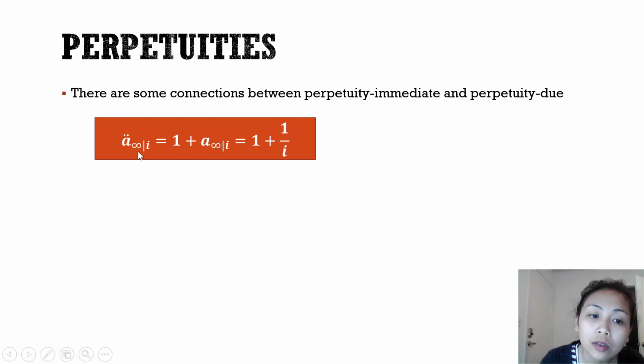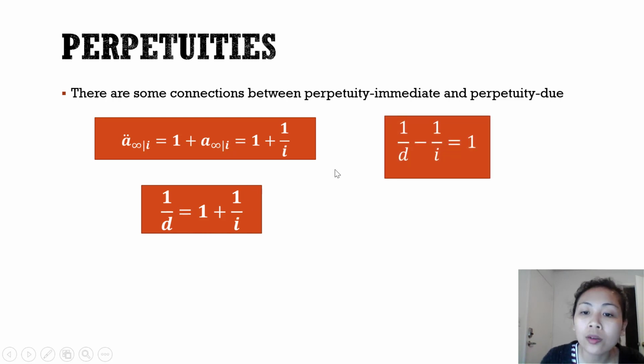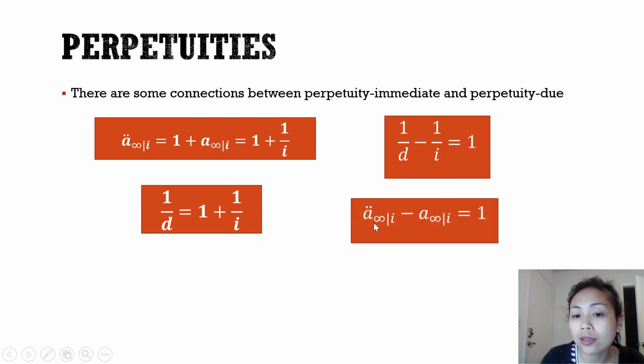And remember, a double dot angle infinity at i is 1 over d. So we have one more: 1 over d is 1 plus 1 over i. From here, we subtract both sides by 1 over i. So we have 1 over d minus 1 over i is 1. And 1 over d is a double dot infinity at i, the perpetuity due with $1 payment, and 1 over i is a angle infinity at i. So we have these 4 important formulas in perpetuities.